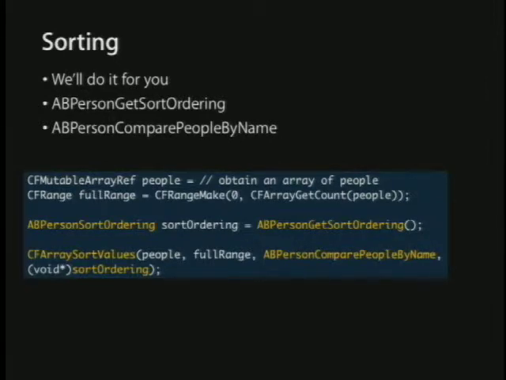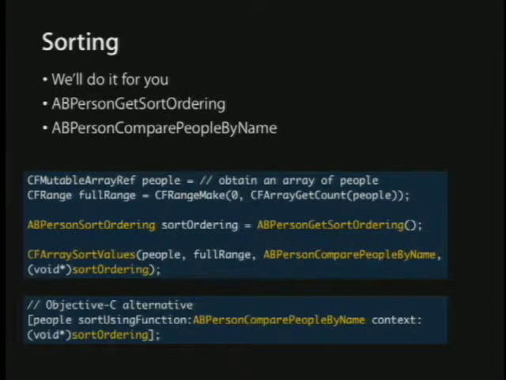And for those who are going to find out they're allergic to C, unlike Josh, there's an Objective-C version, which is significantly simpler but hides a little typecasting that needs to happen that you'll probably find out about if you try to use it. Here, there needs to be a little bit of typecasting before the ABPersonComparePeopleByName. And that will be in the sample code, actually. So again, you have a mutable array. You can just call sort using function. The same context needs to be passed in. All right, and that's all we need to do for sorting.